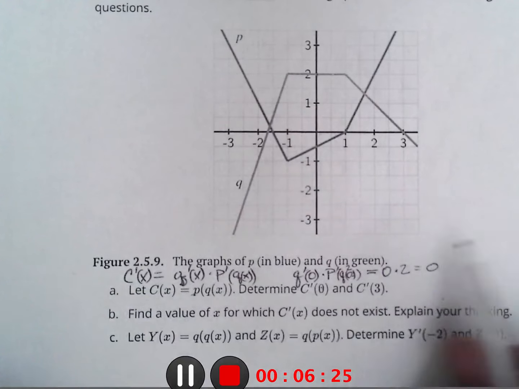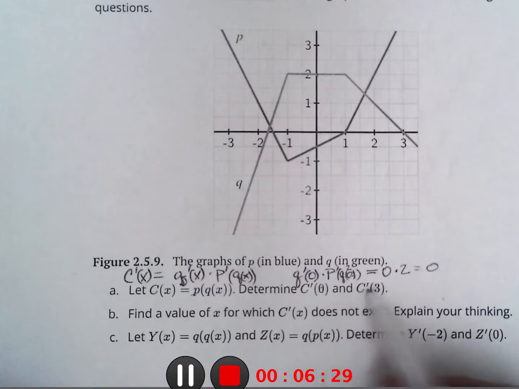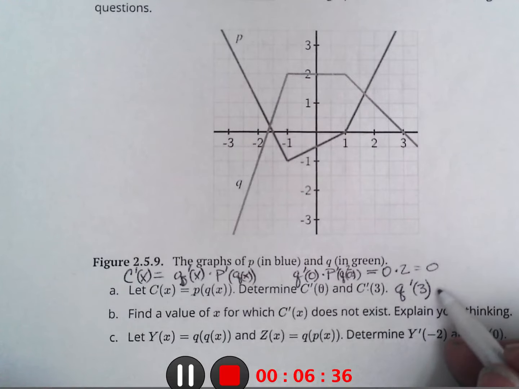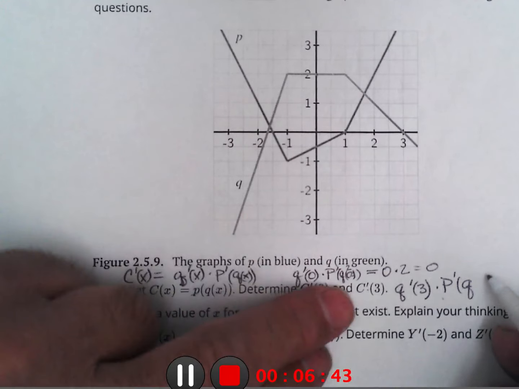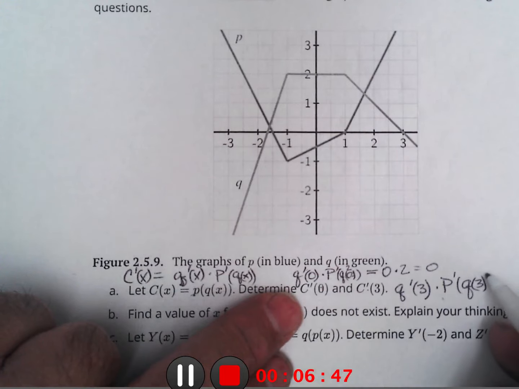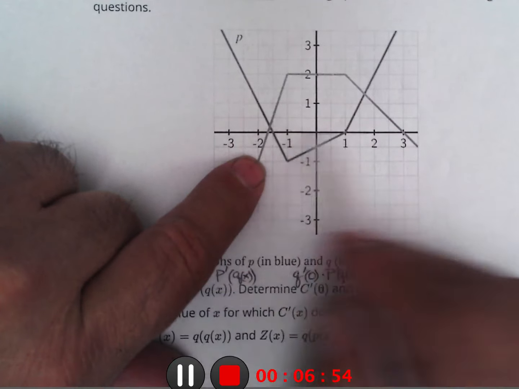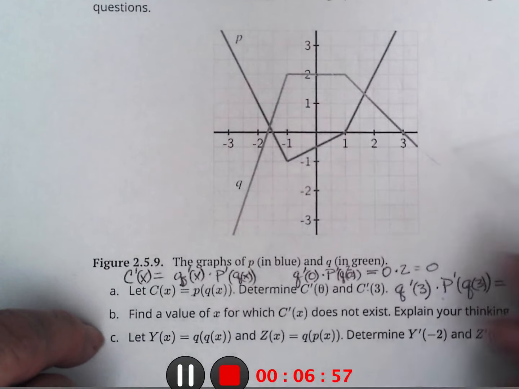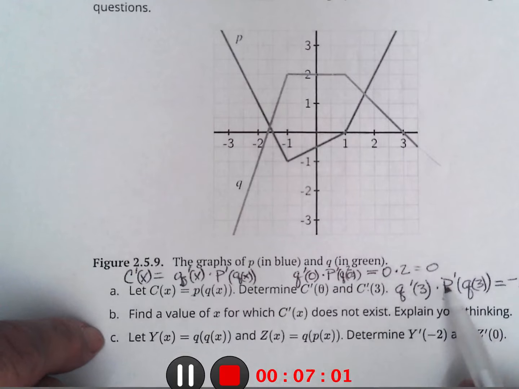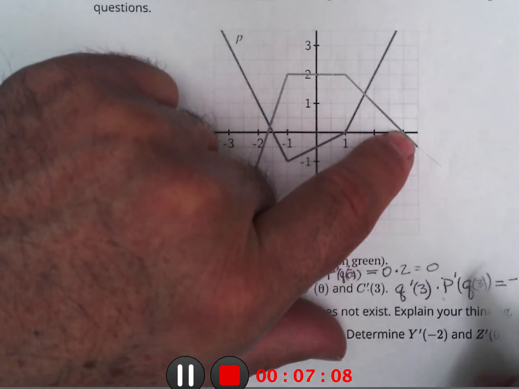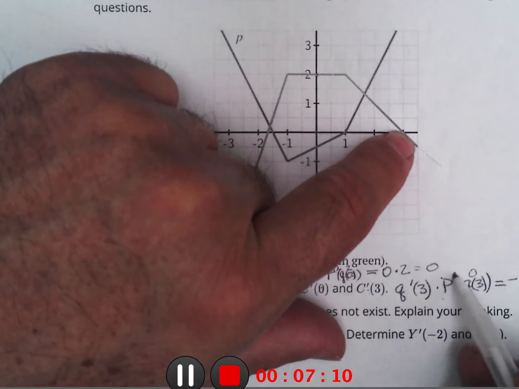All right. Now, if we're going to do it at 3, it's going to be q prime of 3 times p prime of q of 3. So q prime of 3. So I go to 3, q slope. That's negative 1 times the slope of p at q of 3. What is q of 3? Q of 3 is 0. So I can find the slope of p at 0. So p slope at 0 is 1/2.